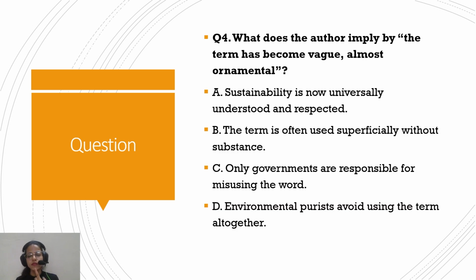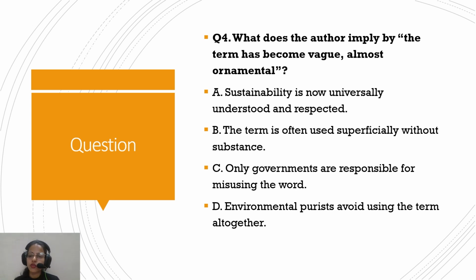Okay. Question 4. What does the author imply by the term has become vague? The term has become vague, almost ornamental. So this line has been given in the passage. What does this line imply? Option A, sustainability is now universally understood and respected. At no place has this kind of thing been mentioned in the passage.